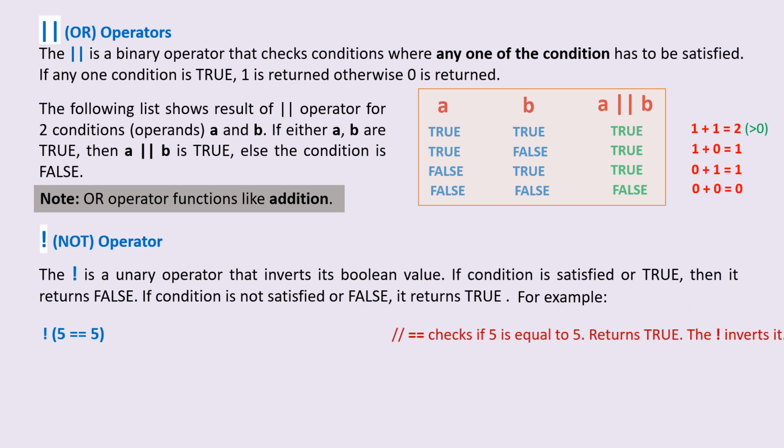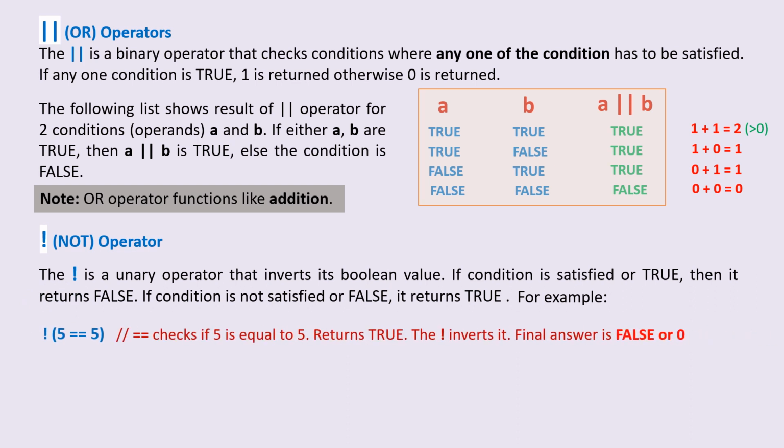Not 5 equals 5. Here, it's checked if 5 is equal to 5. Since yes, 5 is equal to 5, it returns true. The not inverts this true value. And the final answer is false, or 0.